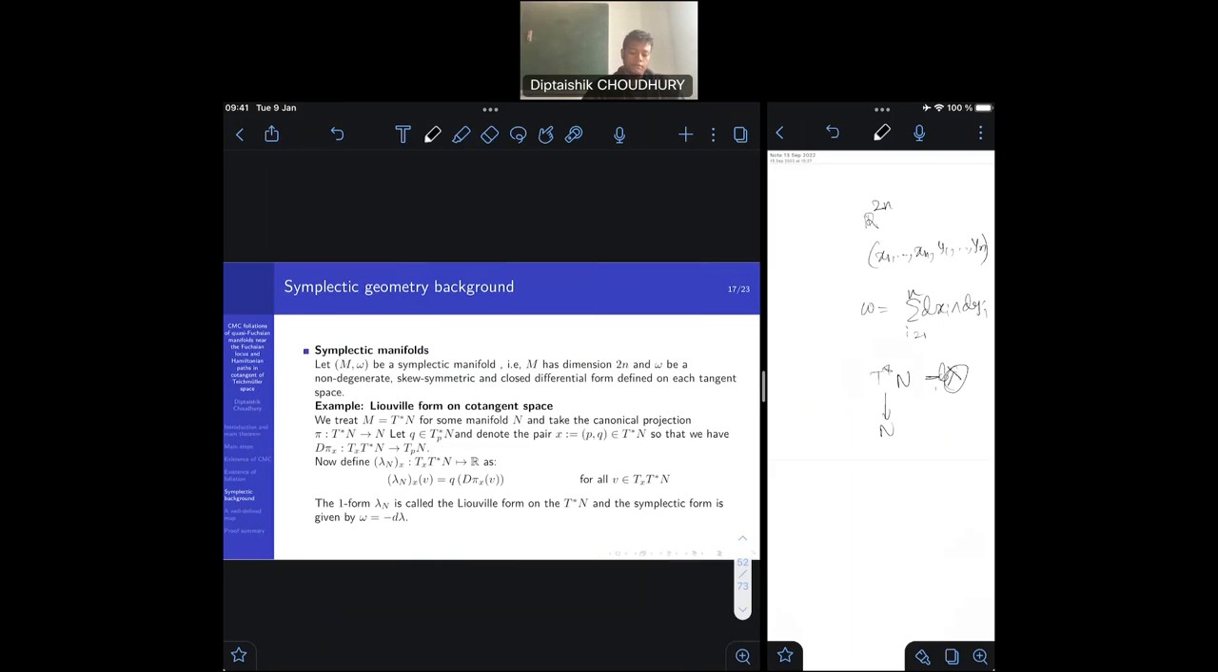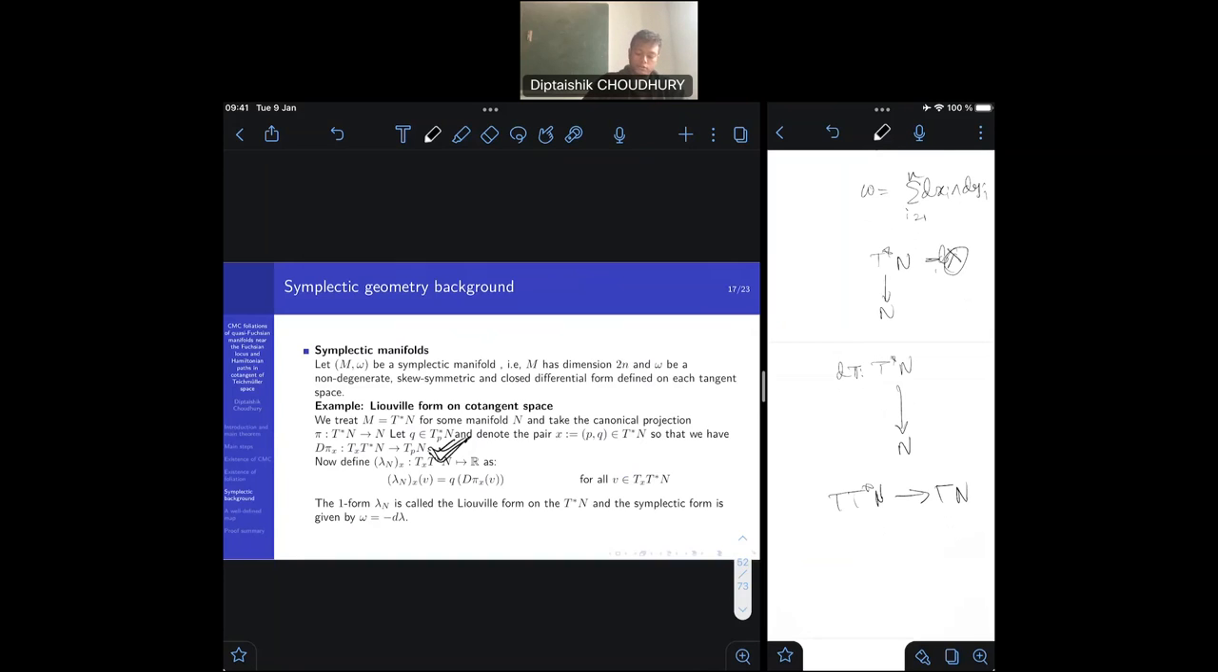So what you have first is the projection from T*N to N, which is the canonical one, just recording the variation of the base point. Then you have the derivative of this map, dπ, which is now a map from the tangent space of the cotangent bundle to the tangent space of N. And in this process, you want to define this one-form from the tangent space of the cotangent space to the real numbers, which is just evaluating.